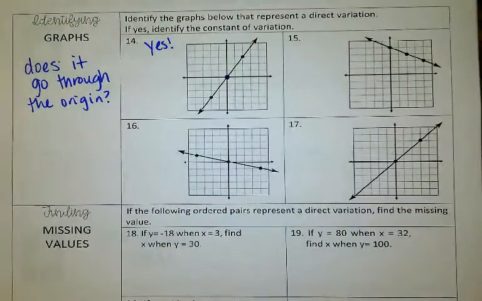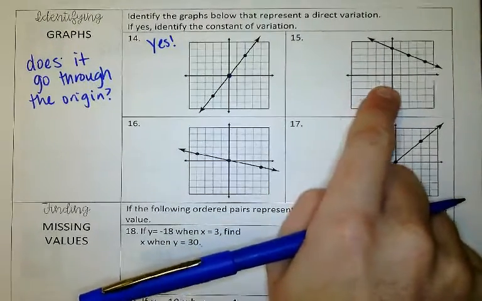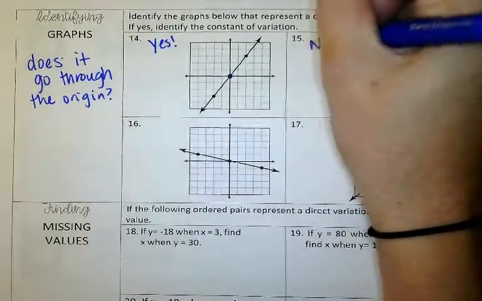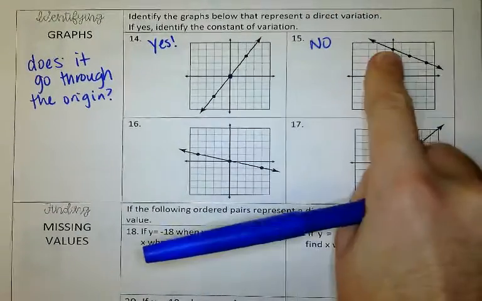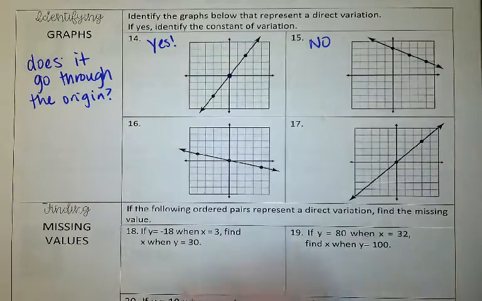Does this one go through the origin? Does this one look good? No. Number 15, no. It does not. Your y-intercept is way up here. It does not go through the origin. What about 16? Yeah. Yay. What about 17?